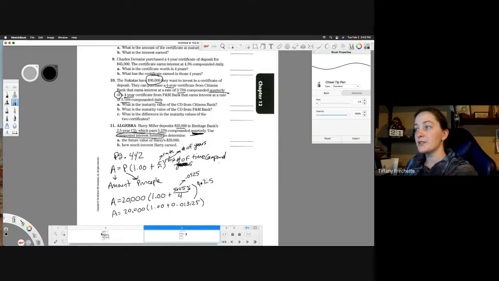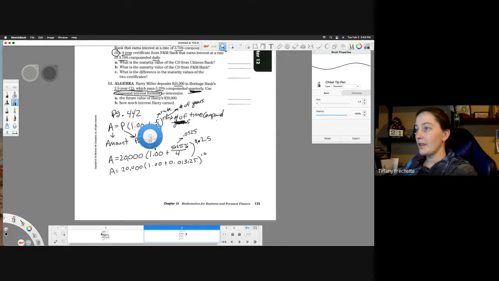So we have 4 times 2.5. Well, that gives us 10. So now, and here I'm going to scooch this up a little bit because I'm running out of room here. Boom. So now we have A equals 20,000 times, we're going to add these two together. So we're going to have 1.013125 to the 10th power.